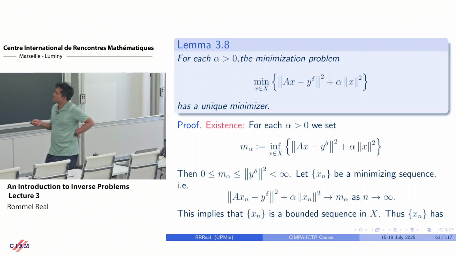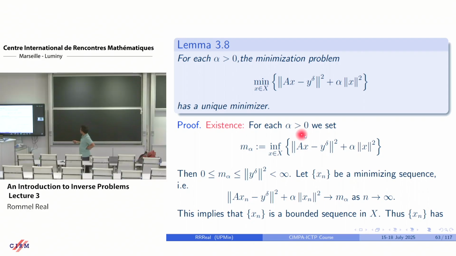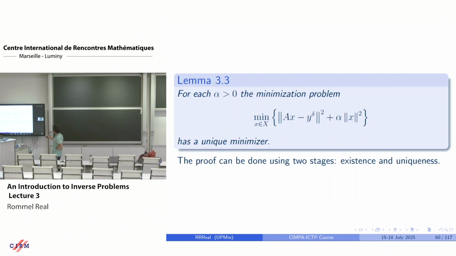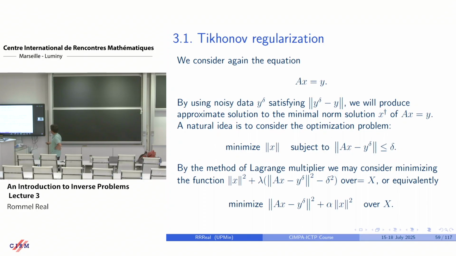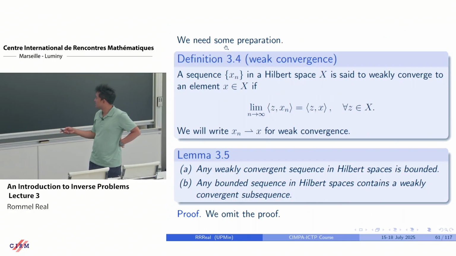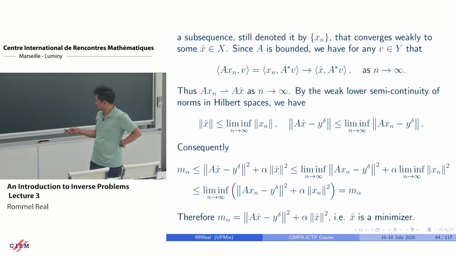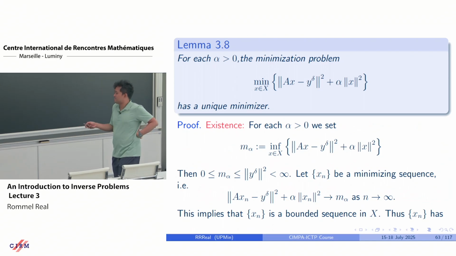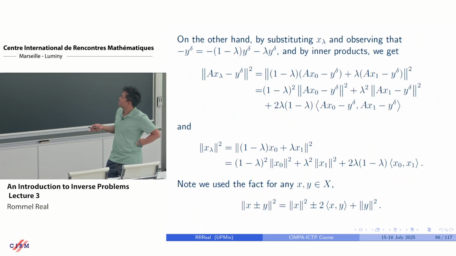So again, we focus on the Tikhonov regularization, which is actually this one here. And then we established that the Tikhonov minimizer from the previous lemma, for each value of the regularization parameter alpha, has a unique minimizer. So I'll just recap the important parts.